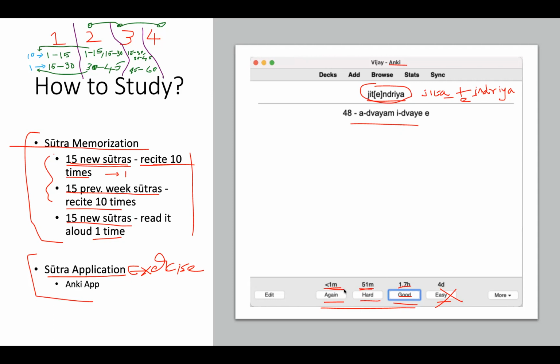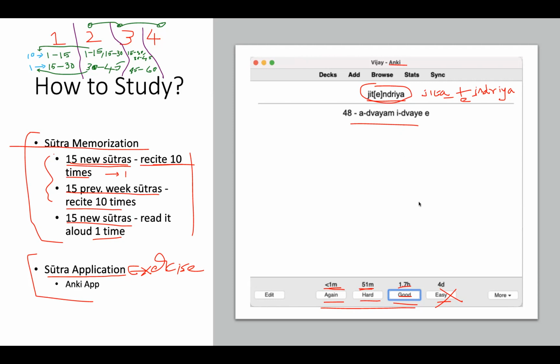So it does the work for you of calculating which ones I'm good at and which ones I'm not good at. You don't need to do that work. So that's about the Anki app.